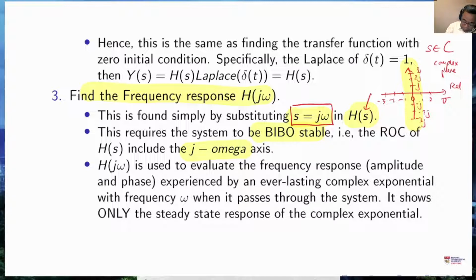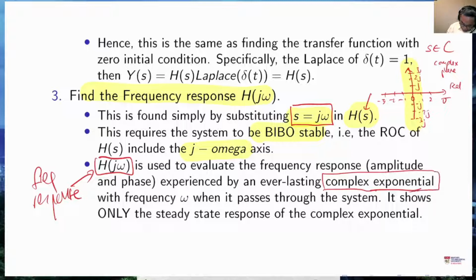What's useful about H(jω)? Now, H(jω), its name says frequency response. Frequency of what? Actually, it's the frequency of the complex exponential e^(jω), whatever frequency we are interested in. So this ω is the same as this ω.